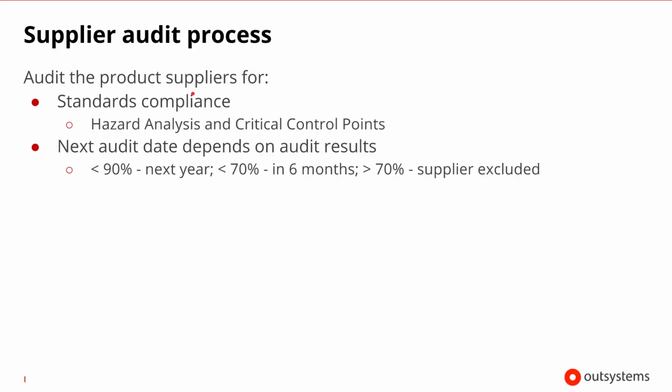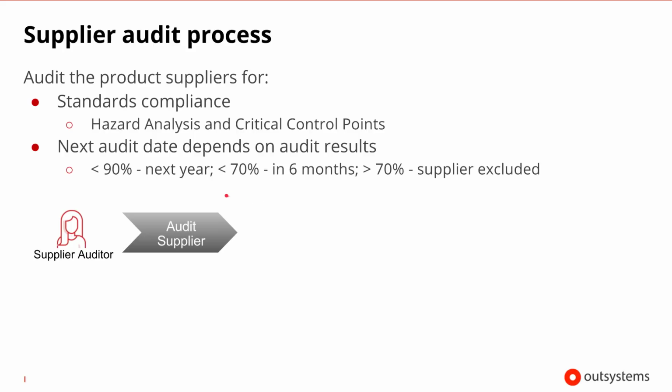So when we audit the suppliers, we're going to audit them to make sure that they are following and complying with all the standards that we care about, that they are looking out for hazards, that they have processes and critical control points in their processes that they're following well. And as part of that audit, we're going to give them a score. If they get higher than a 90%, so they're following things really well, they don't have to be audited again until next year. If they do okay, but not above 90, but they are above 70, we'll audit them again in 6 months. And if they get less than 70, then they officially fail, and the supplier will be excluded from providing products to our stores in the future.